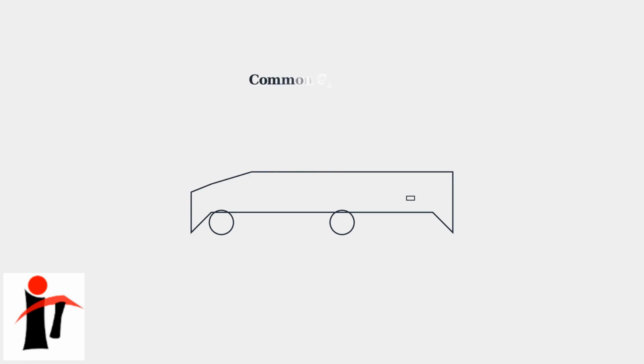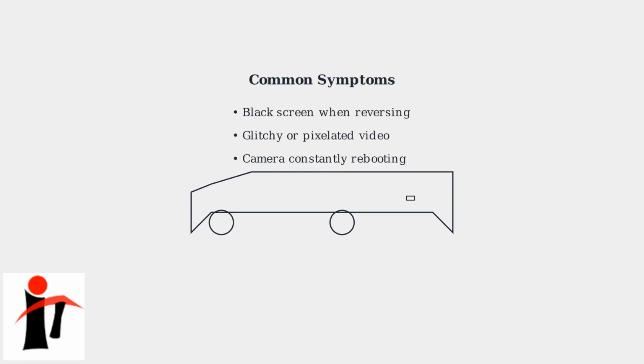The most common symptoms include a completely black screen when you put the car in reverse, glitchy or pixelated video feed, or the camera that keeps rebooting itself. These issues typically affect older Model 3 vehicles from 2017-2020, but can occur in any model.